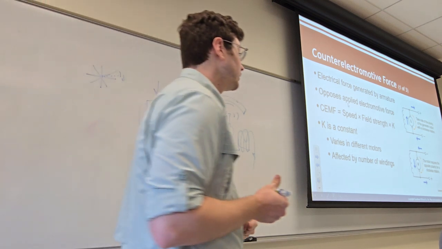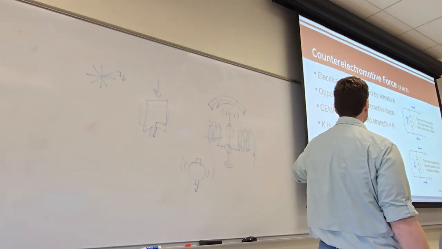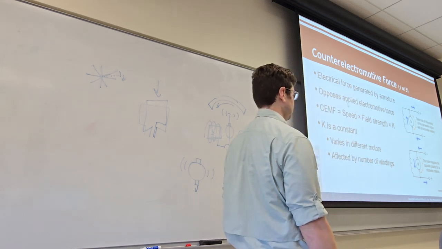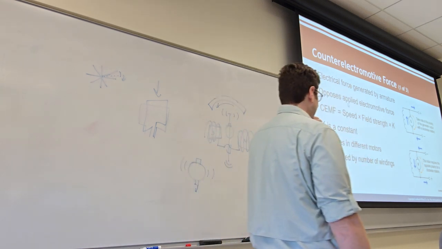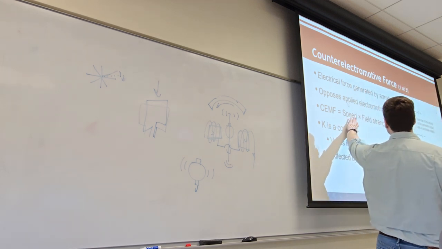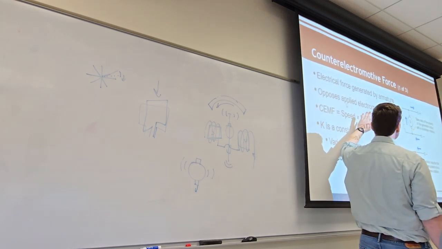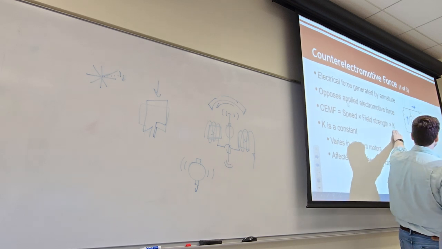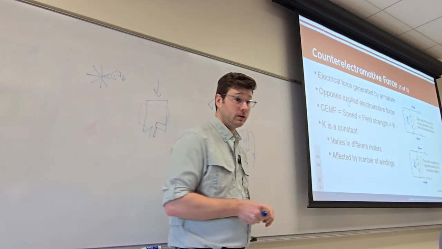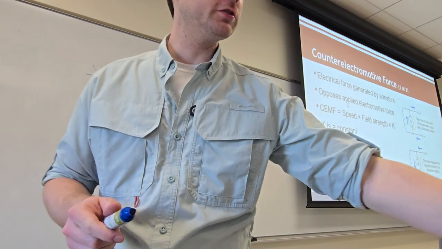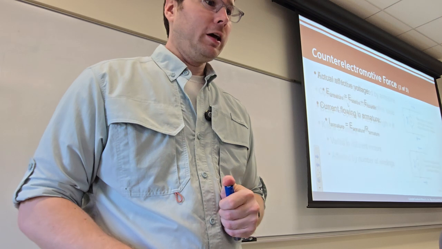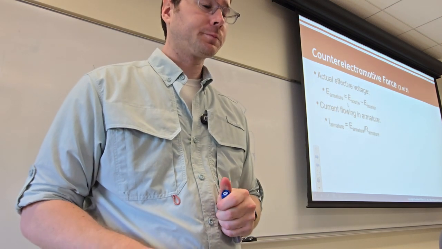So that motion is going to cause a counter force, or a counter electromotive force, CEMF. That counter force strengthens with speed, field strength, and our constant K. K varies in different motors, different motor types, all that good stuff.